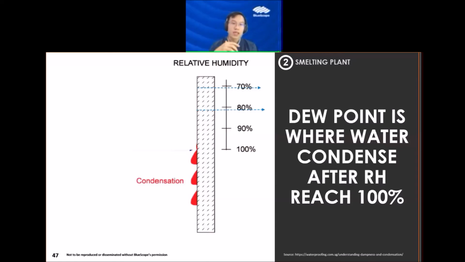So let's say more steam is introduced to the air, then there will be more condensation happening on any surfaces, right? So as to keep the relative humidity at 100%. And relative humidity will never go beyond 100%, all right? So what happens is that it will actually condense. The water will condense to become water droplets to maintain the RH at 100%. So this is the first variable.